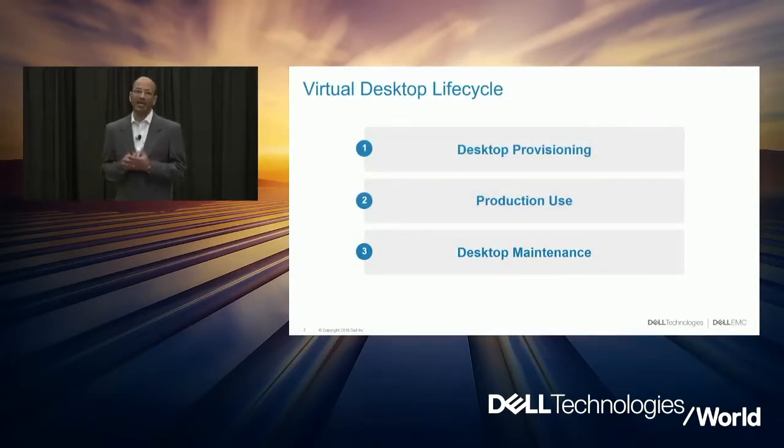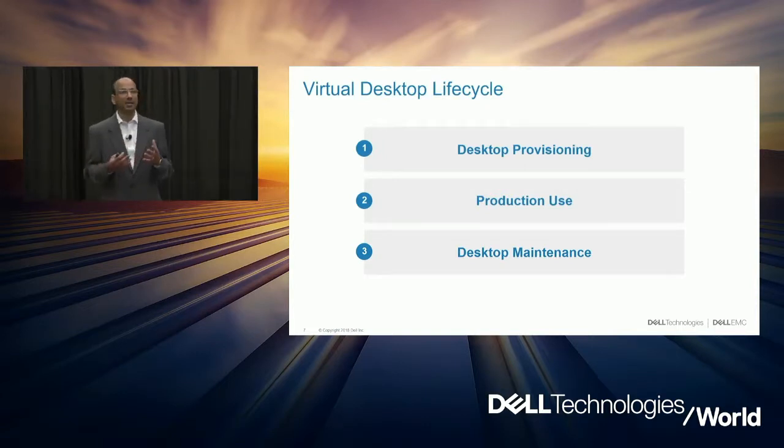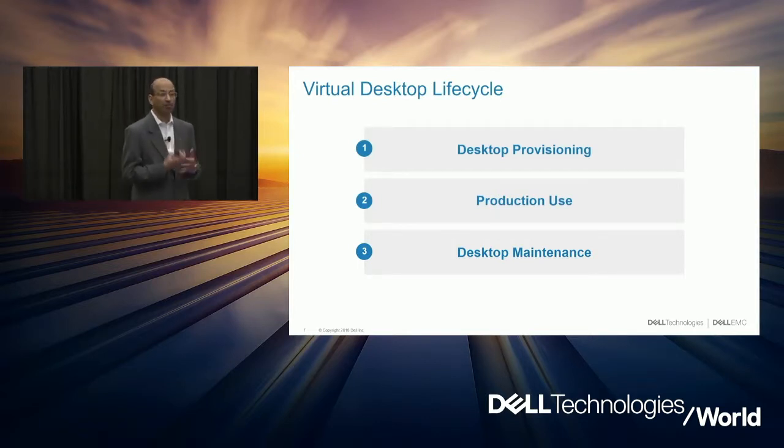Now, how did we validate this? Let's take a look at the virtual desktop lifecycle. We can classify it into 3 distinct stages. First, you need to provision the desktops. Once that is done, they are in production use, where users are logging in, working, logging out. And then there are VDI desktop maintenance tasks, such as you need to patch the environment, update the OS, redeploy the pool, and so on and so forth. So we are going to take a look at all three stages, starting with desktop provisioning.